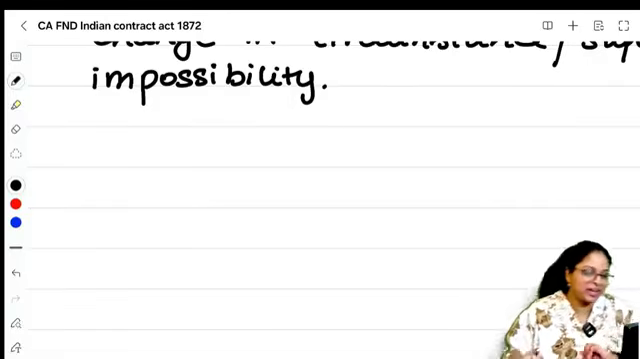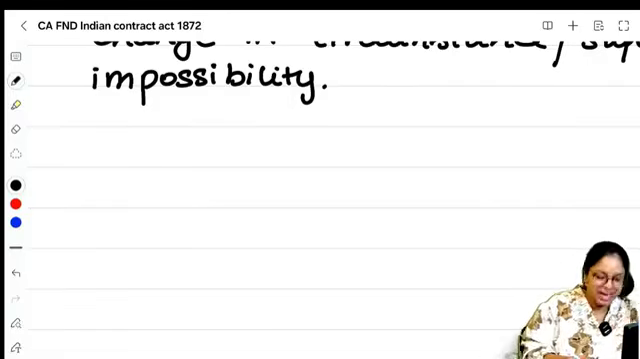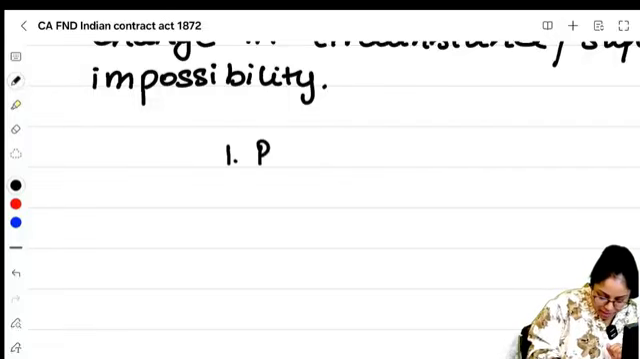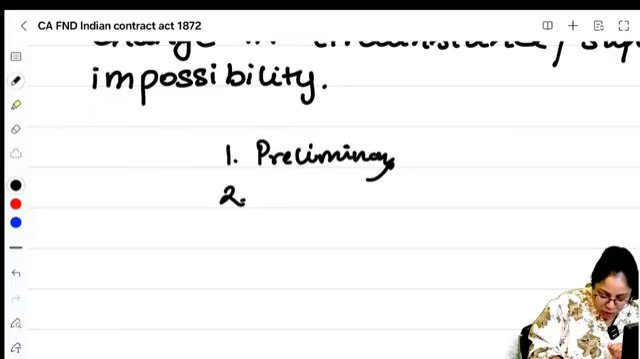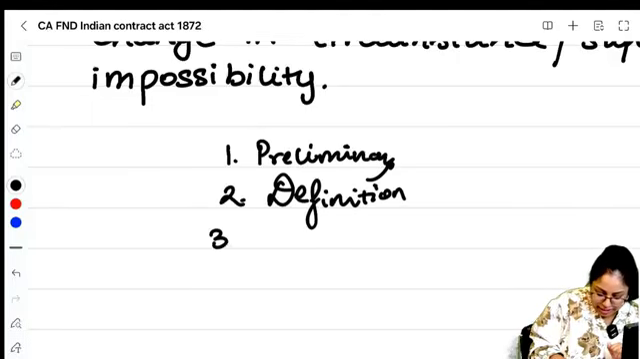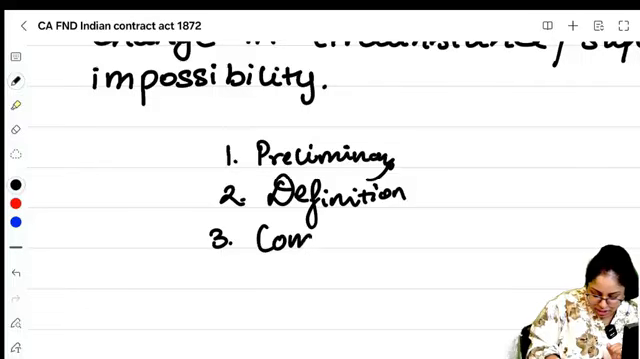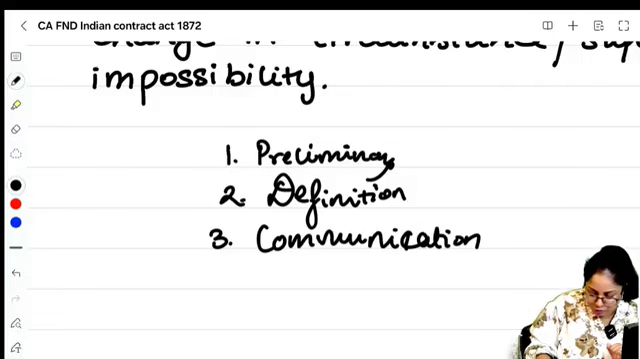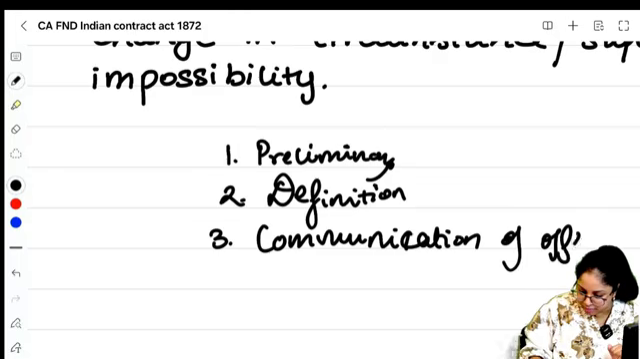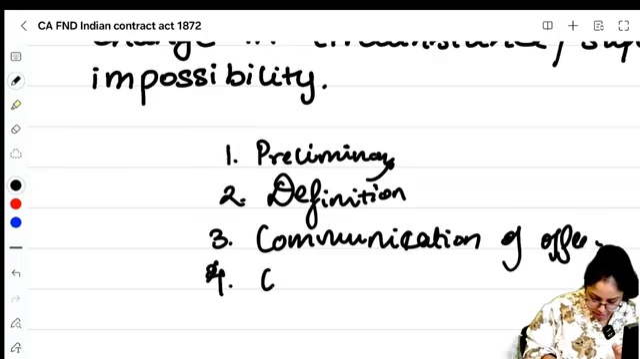definitions நான் சொல்றேன். Okay? First 1 preliminary. தெரிஞ்ச வரைக்கும் கடகடன்னு போட்டுருங்க. 1 is what? Preliminary. 2 is definition. 3 is what? Communication of offer.